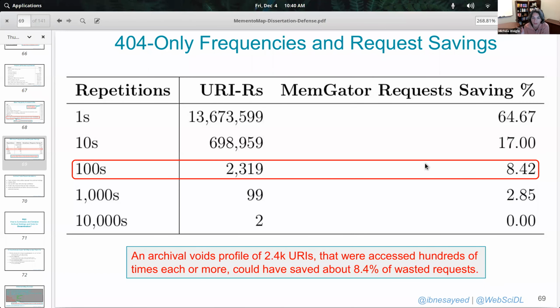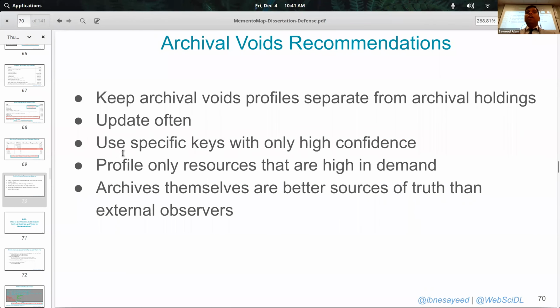But wouldn't some of these roll up? You wouldn't really have 13 million entries. You would have a fewer number. Right. And so that is also something that is described here: use specific keys with only high confidence.